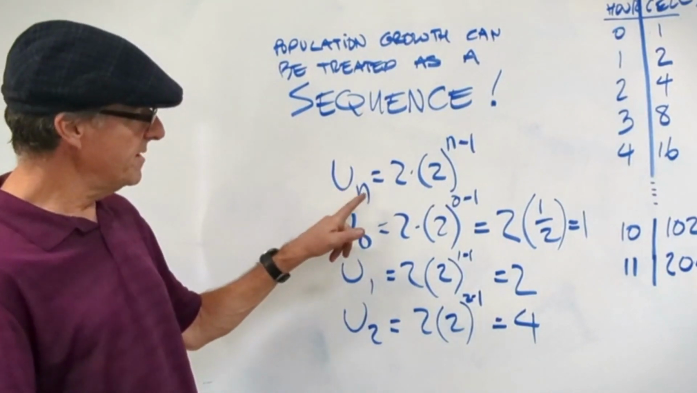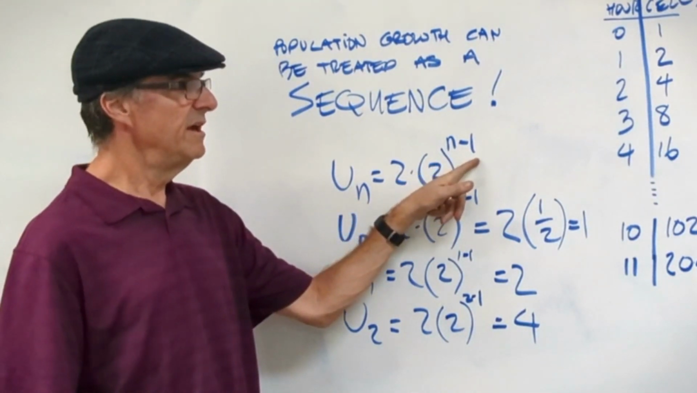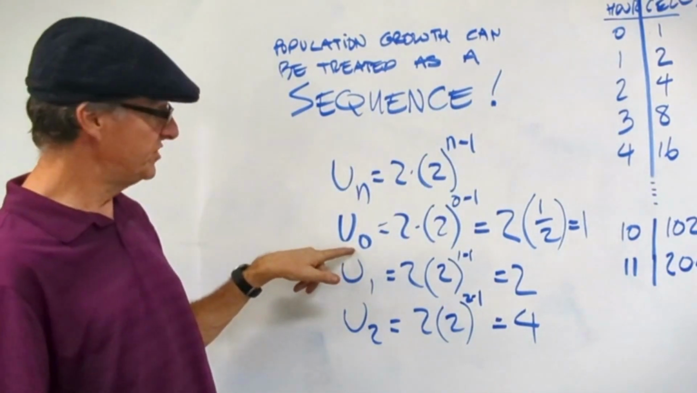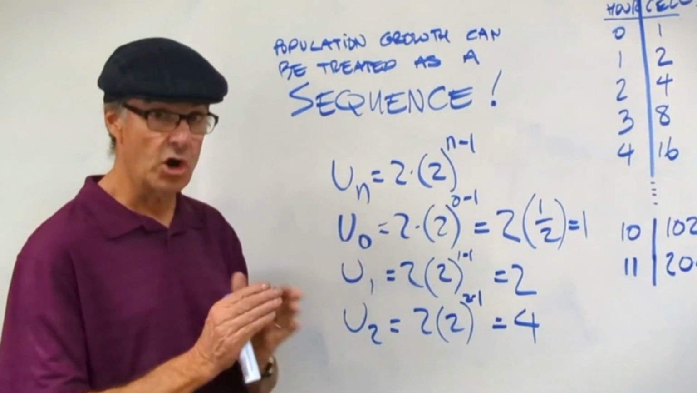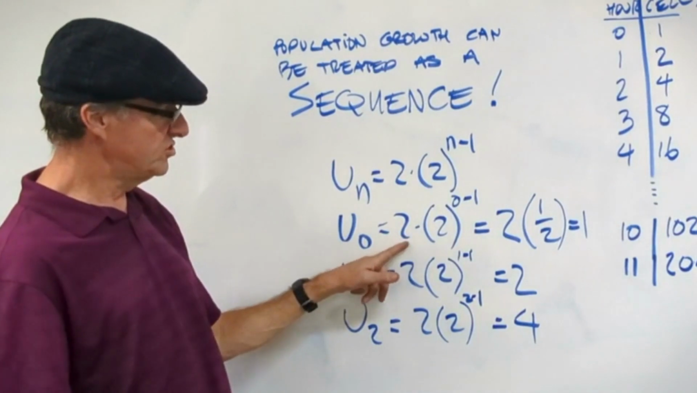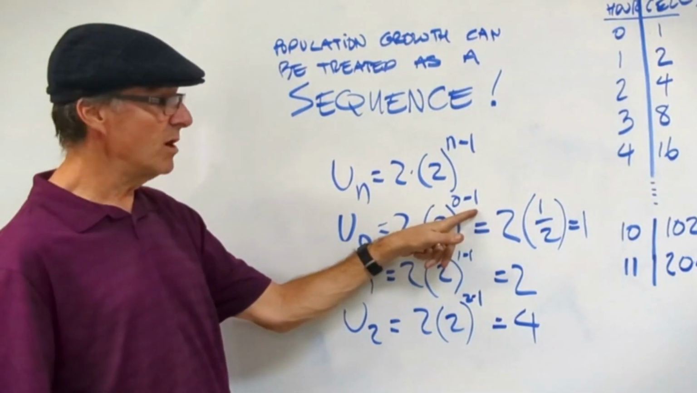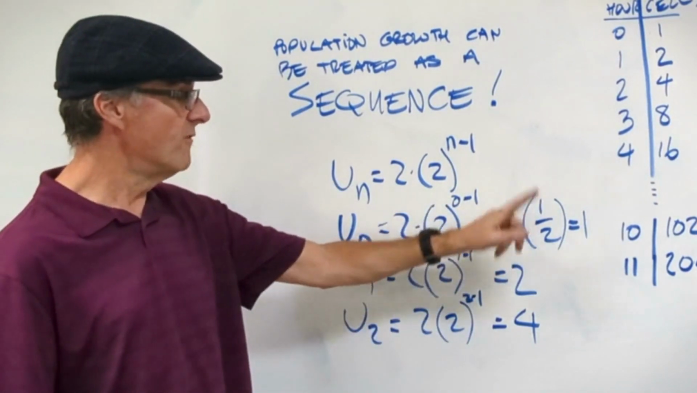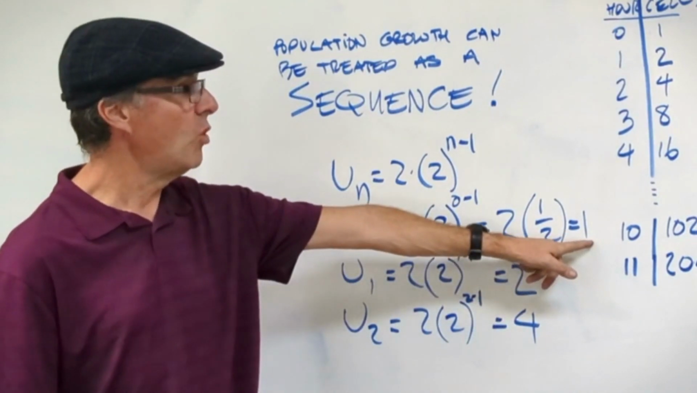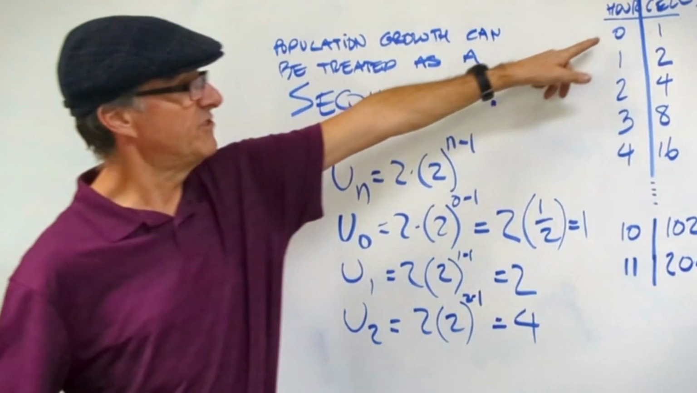So this is a little bit of a tricky one. You have to do 2 times 2 to the n minus 1. And then look how it handles 0. When I put 0, your term u0, that's for the 0 hour, when we start our experiment with just 1 cell in the test tube, we're going to do 2 times 2 to the 0 minus 1. That's 2 to the minus 1 power, which is the same as 1 over 2 to the 1 power. So we have 2 times 1/2 equals 1. So that's how we work that little trick with a u0 term as our start.